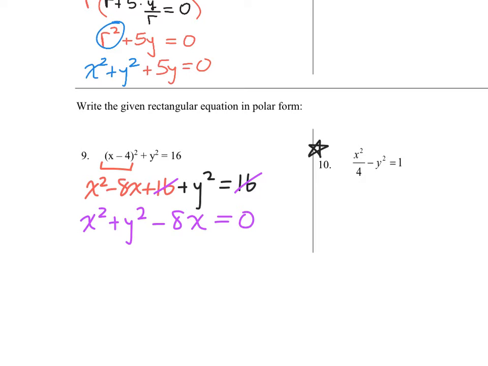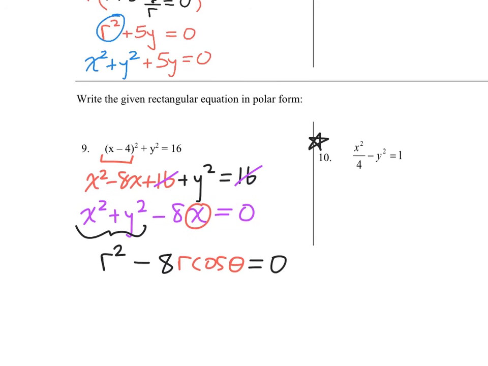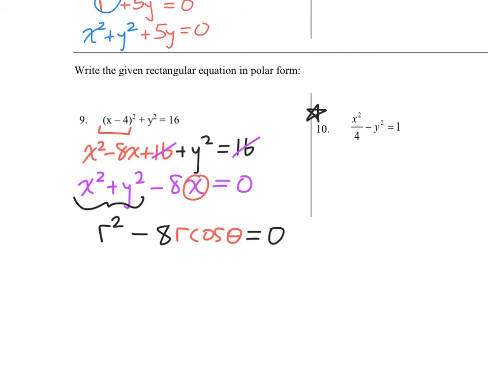By definition, x squared plus y squared is equal to r squared. And x is equal to r cosine theta. The 8 was already there. X is not equal to 8 because that doesn't make any sense. Alright, so this is in polar form. Technically perfectly acceptable in terms of a final answer. But we can go a little bit further. Might as well.